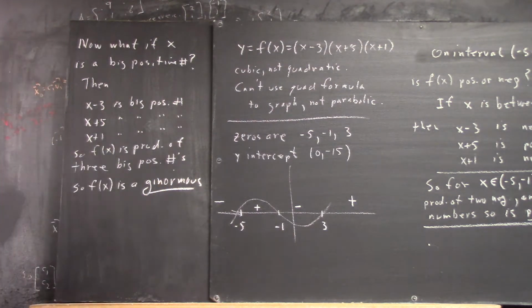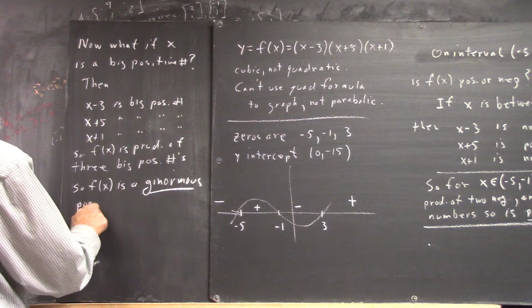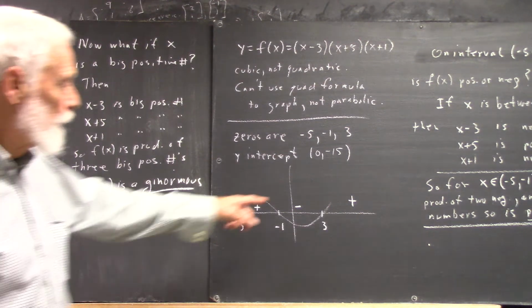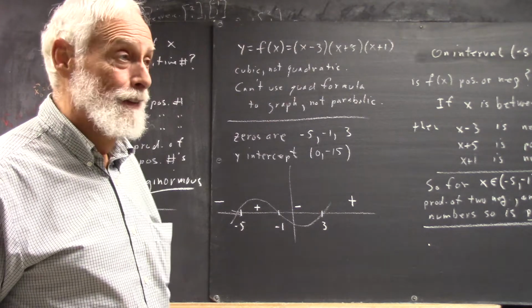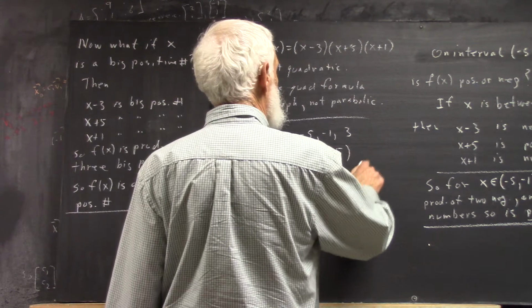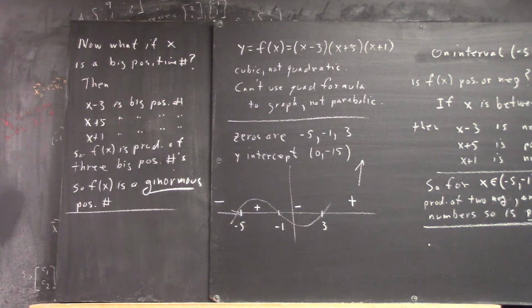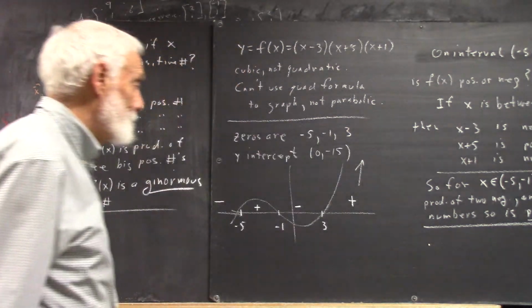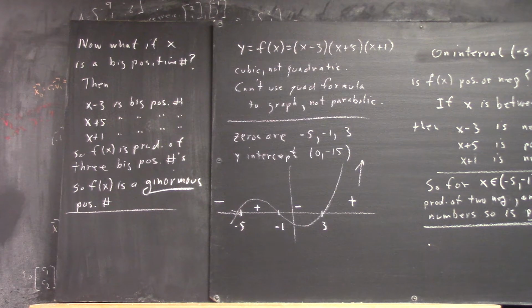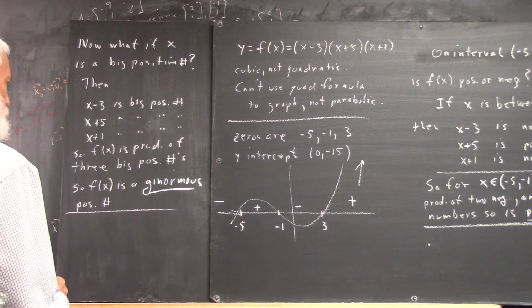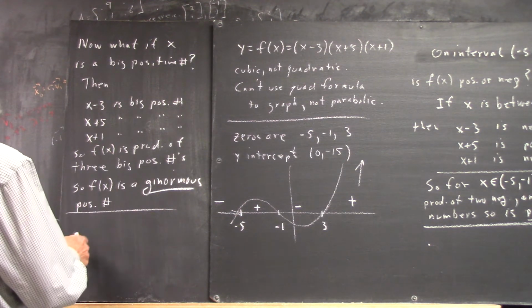I think you used the word ginormous, didn't you? Yeah. It's a ginormous number, positive. What's that mean about your graph? It means as you go to the right, these things are going to go up rapidly. So we could continue the graph reasonably by doing this.